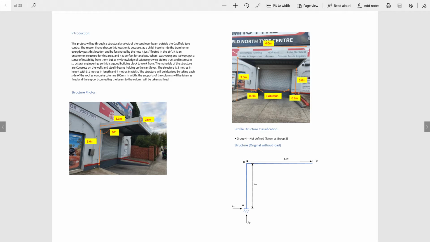So we've taken a column here at 800 millimeters wide, fixed at the base and fixed here, and we've got an I-beam here and another I-beam here. We'll be talking about these I-beams in greater detail later on in the deflection calculations. Right, so we've idealized the structure. We're just taking the side here, so we've got the fixed support down below.